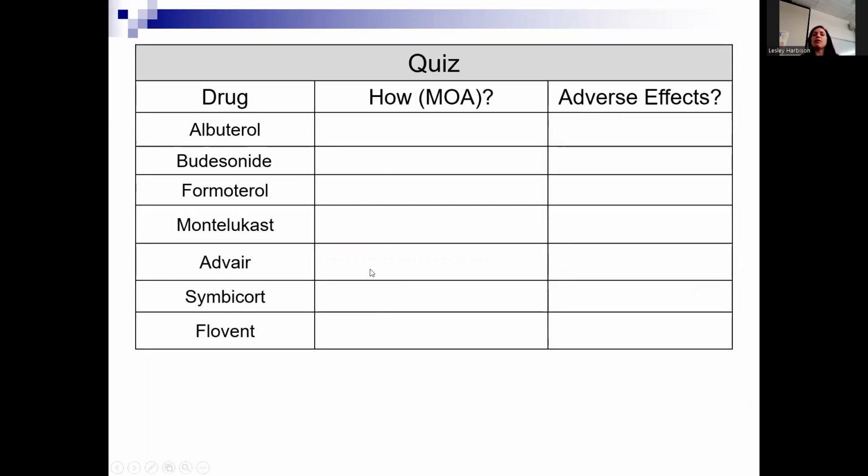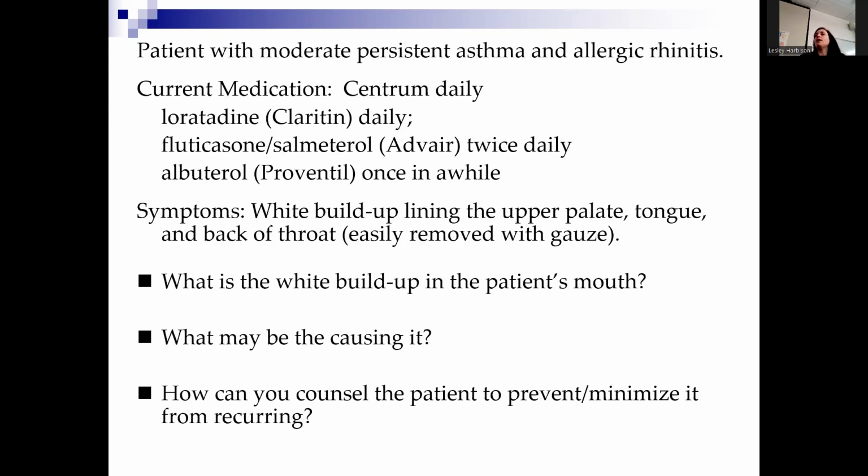So here's just another way to study for this. You put in the drug, put in the mechanism of action, MOA. That's something you always need to know, and adverse effects. So these are just different drugs that you are responsible for knowing. So albuterol acts on beta 2 receptors. It's a bronchodilator. Adverse effects, it causes xerostomia and increased heart rate. And just do that for all the other ones.